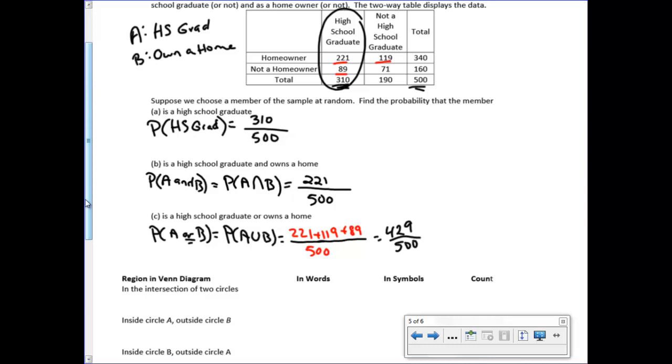Or like Tyler said earlier, can't we just do the complement? Couldn't we just say 500 minus the ones that they're not? Yeah. You could go 340 plus 310 and subtract that one that's repeated too.